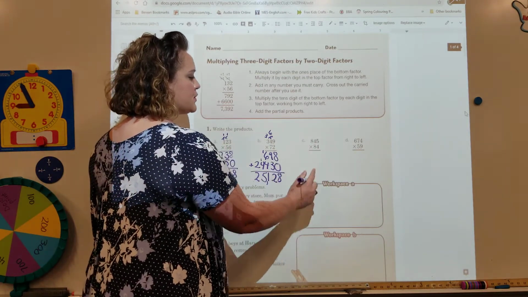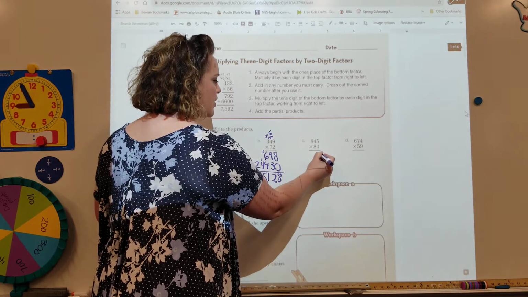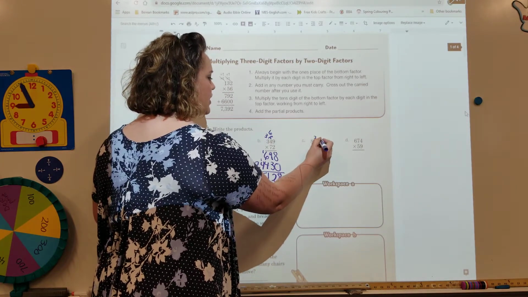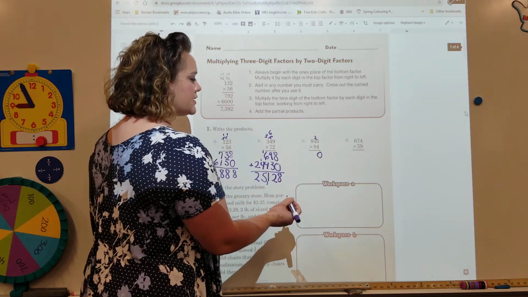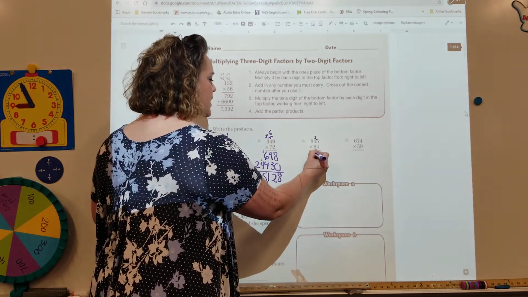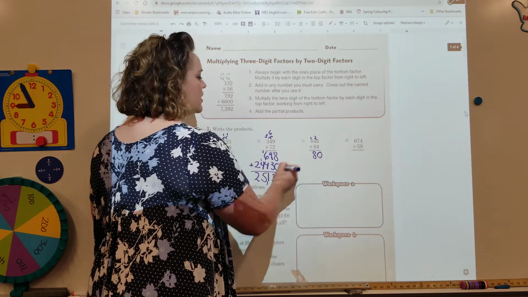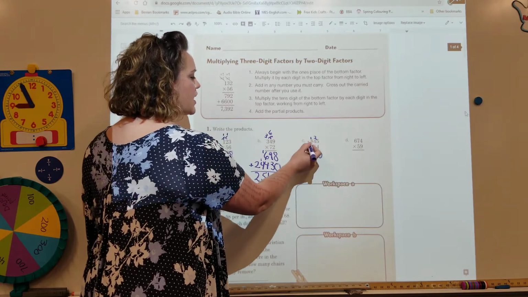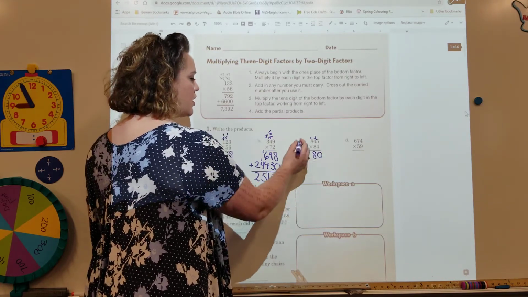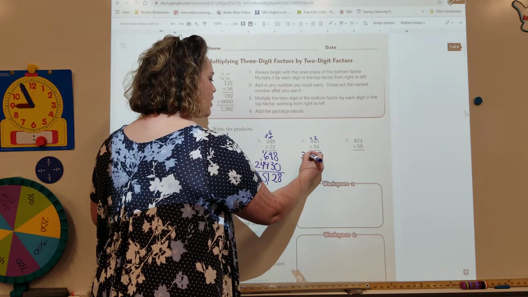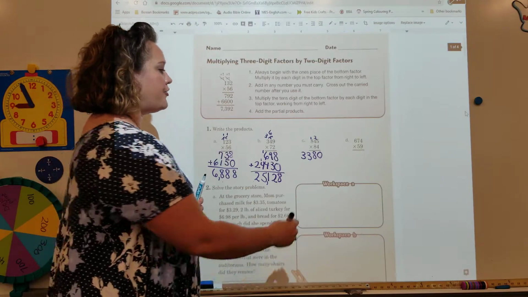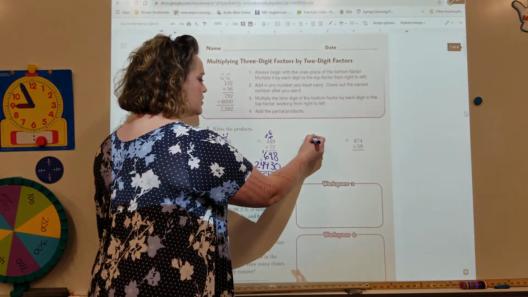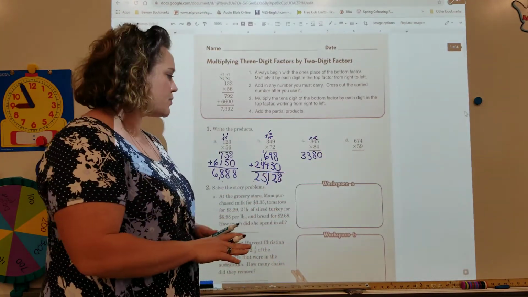5 times 4 is 20. Write 0, carry the 2. 4 times 4 equals 16, plus 2 equals 18. Write 8, carry the 1. 4 times 8 is 32, plus 1 equals 33. Now remember, I'm all finished with these numbers that I carried, so I'm going to cross them off.